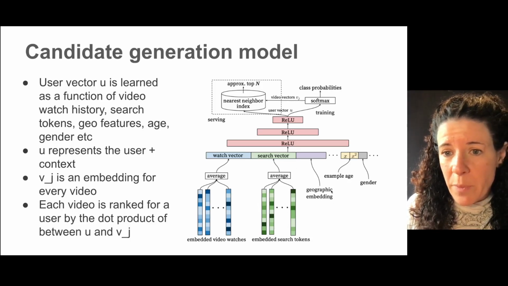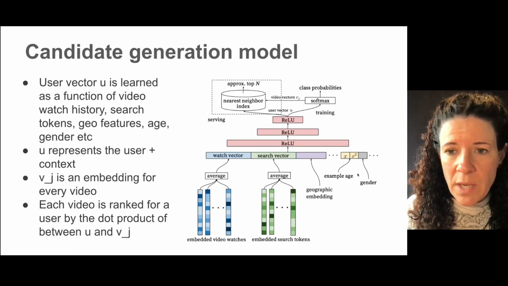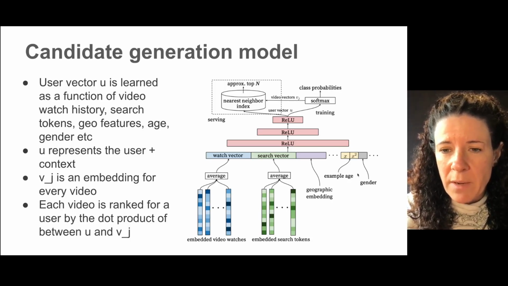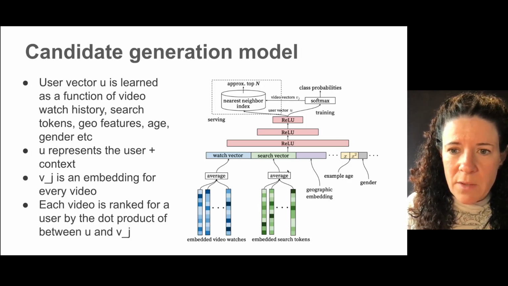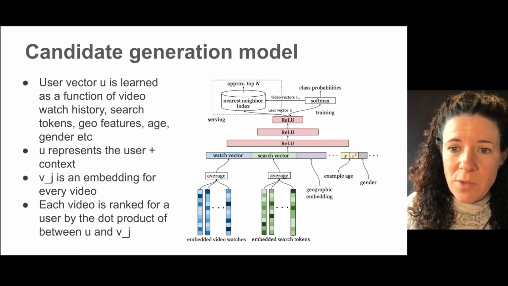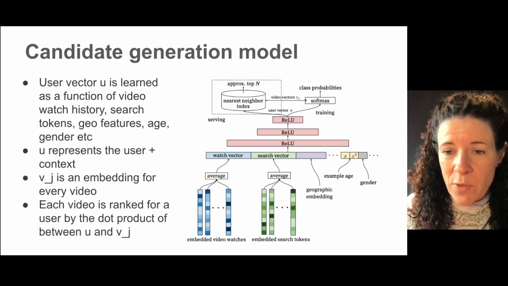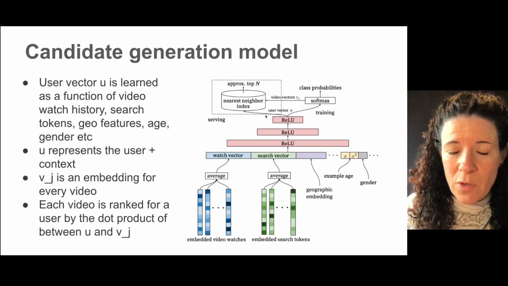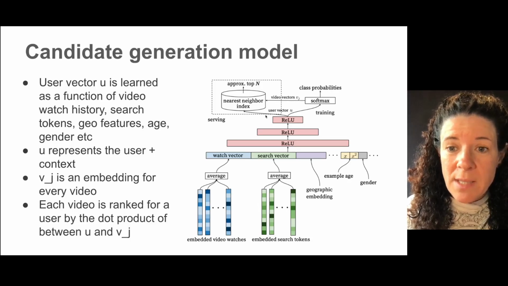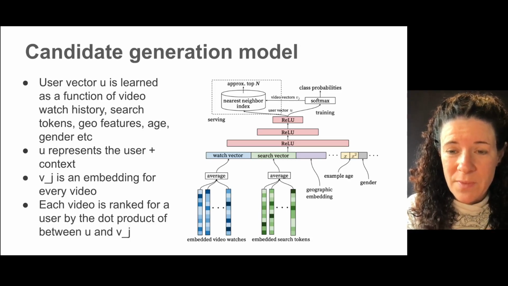Then there is geographic information about the user, the age of the user, the gender of the user, and most likely any other demographic information that you may have. All of this gets put together and trained to form that vector U, which is a representation for the user. We also train vectors VJ for every video. And as I told you before, the dot product between U and VJ is the ranking of a video for a particular user. And all of this gets trained on a lot of users and a lot of videos, okay?